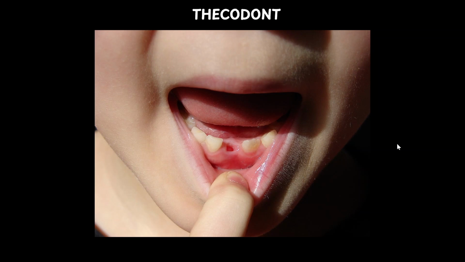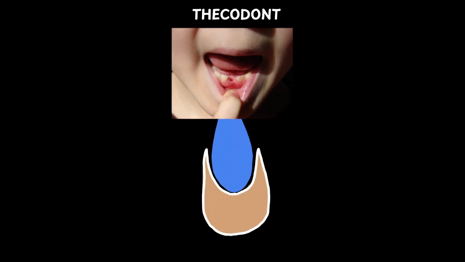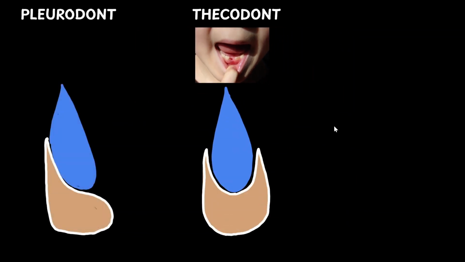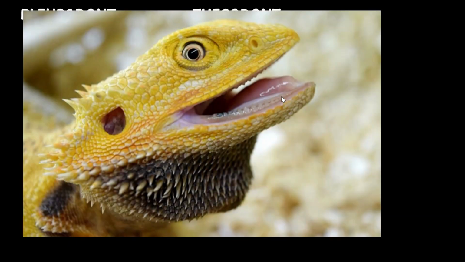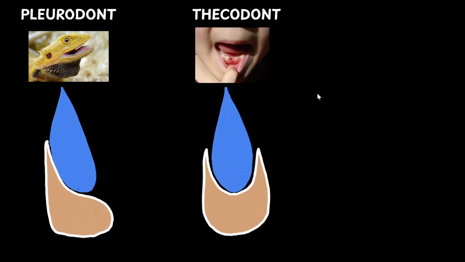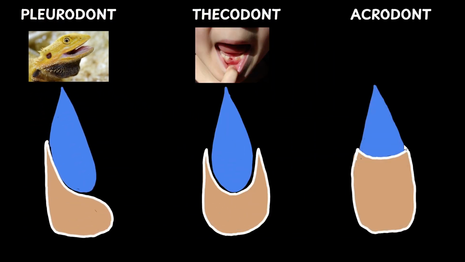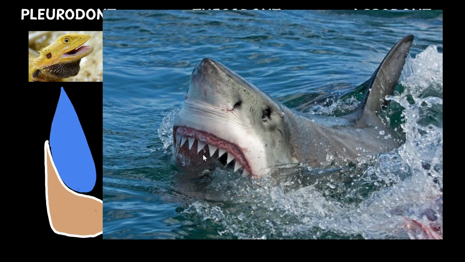Now, there are other types of teeth arrangement as well. We have the pleurodont, which means the teeth are present on the inner edge of the gum and not towards the outer edge. This is usually seen in lizards. The other type is called the acrodont, which means the teeth just sit at the top edge of the jawbone and don't have a proper attachment. This is seen in sharks.